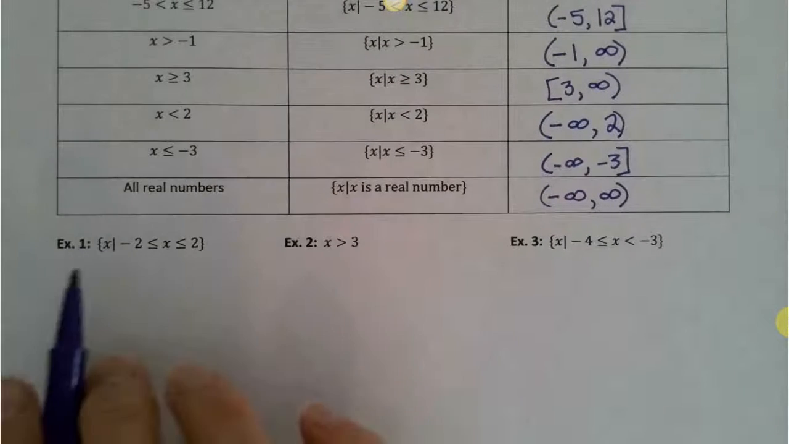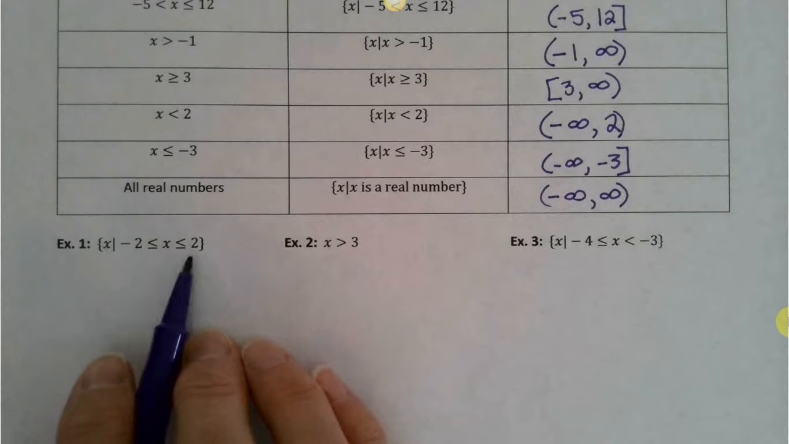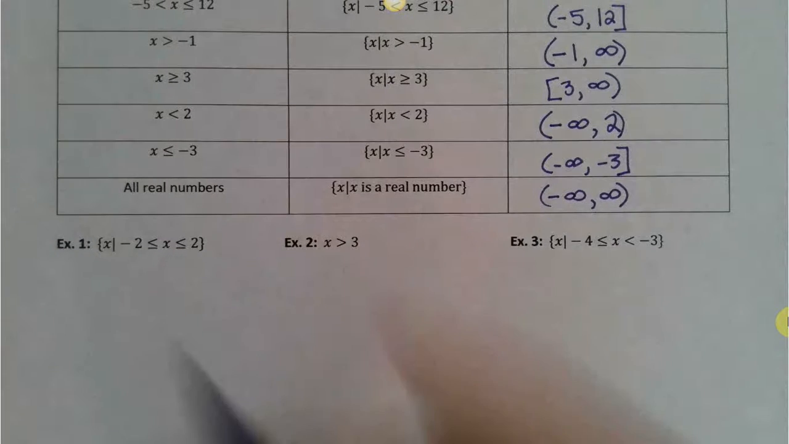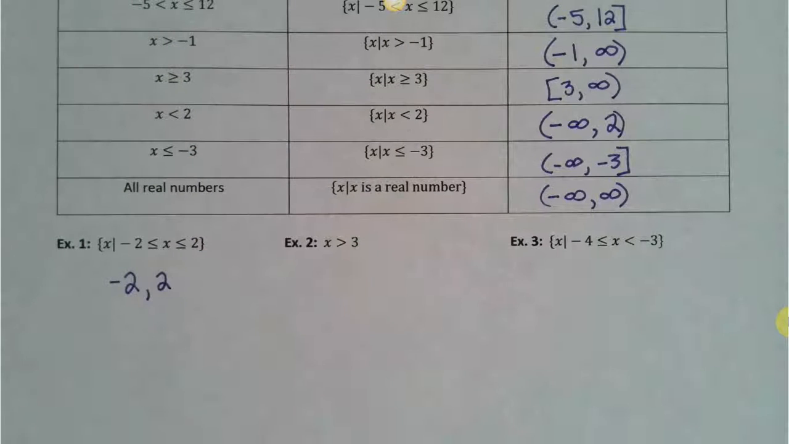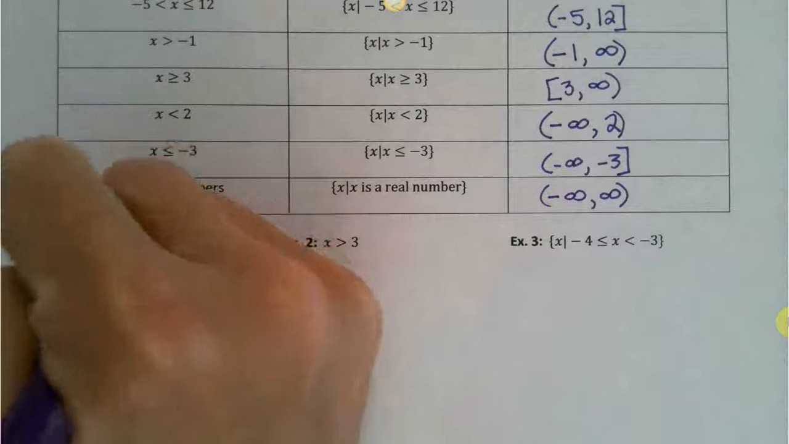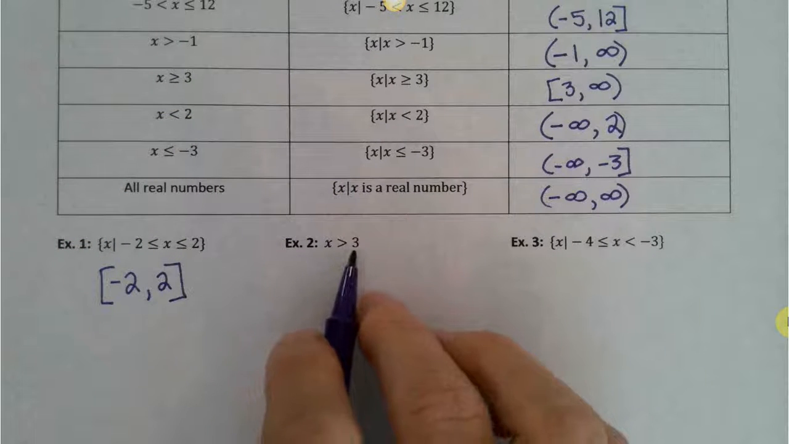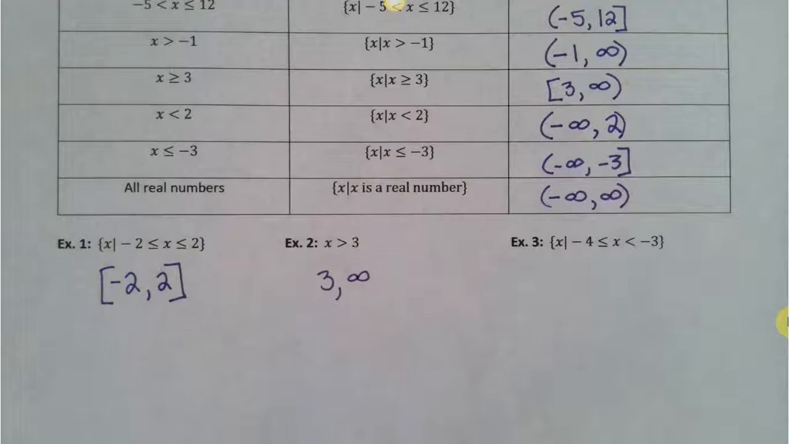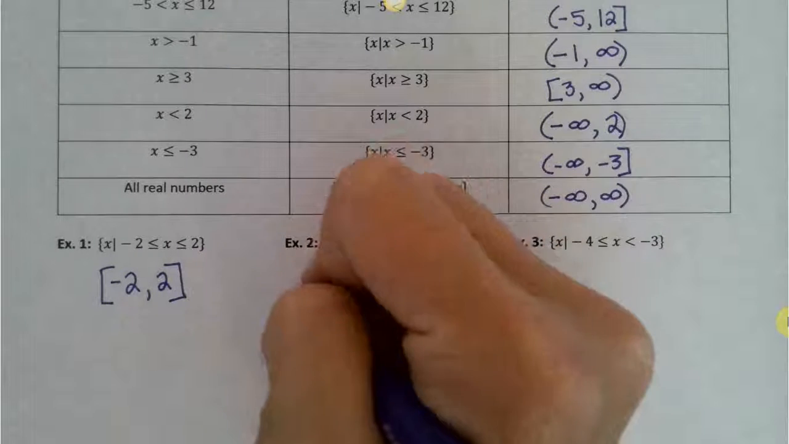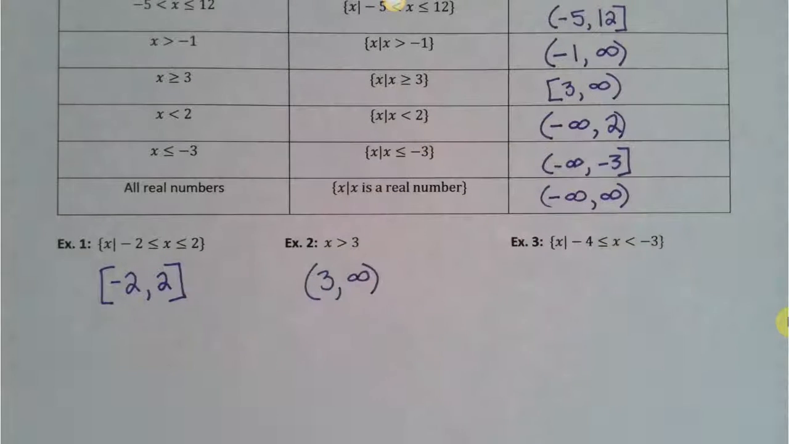So if we have the set of all x such that negative 2 is less than or equal to x is less than or equal to 2, this is talking about all of the numbers in between negative 2 and positive 2, including negative 2 and positive 2, so they both get brackets. x is strictly greater than 3, so we're going from 3 to infinity. The 3 is not included, so it gets a parenthesis. Infinity always gets a parenthesis.